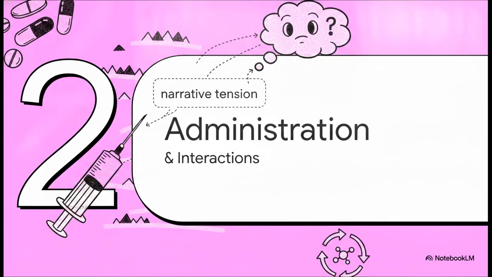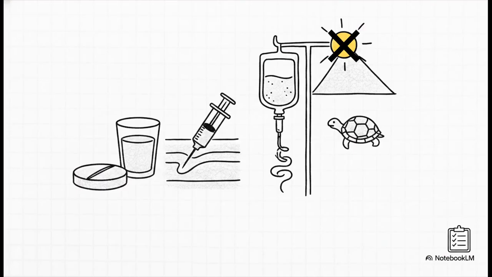Moving right along to Section 2, Administration and Interactions. Okay, so before you actually administer the dose, you've got to verify your routes. Folic acid can go oral, subcutaneous, intramuscular, or intravenous. But listen, if you're pushing it IV, hit the brakes for a second. It absolutely must be given slowly. You also really need to protect your parenteral solutions from light, and always double-check your compatibility charts if you're running it alongside other IV fluids.